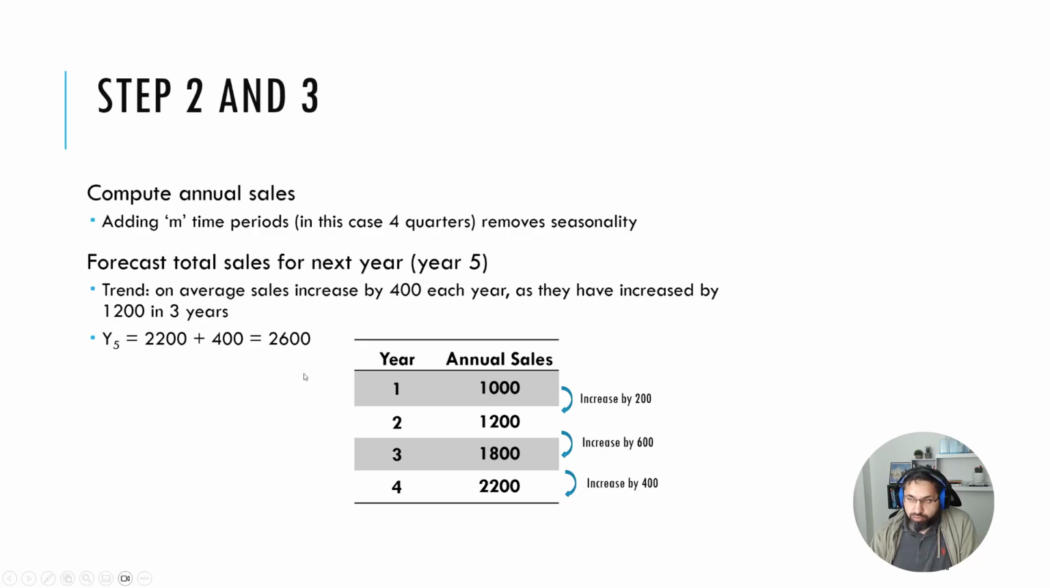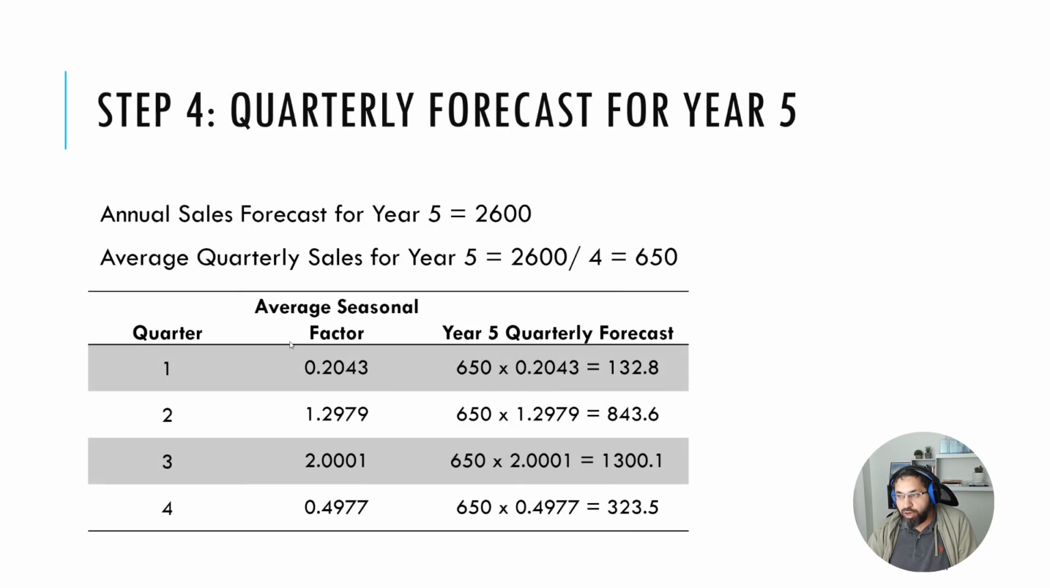Now we have to break up the 2600 into the quarterly forecast, because 2600 is the annual forecast. Annually, I expect to make sales of 2600 next year, but what about per quarter? So I can just multiply the average quarterly sales for year 5 by the seasonal factor indices to get the sales per quarter. So I take the annual sales of 2600, I divide by 4, and I get that 650 is the average sales per quarter over the next year that I expect.